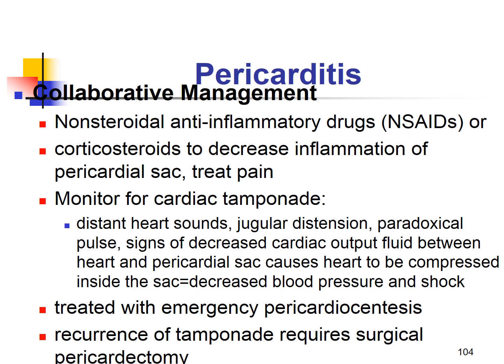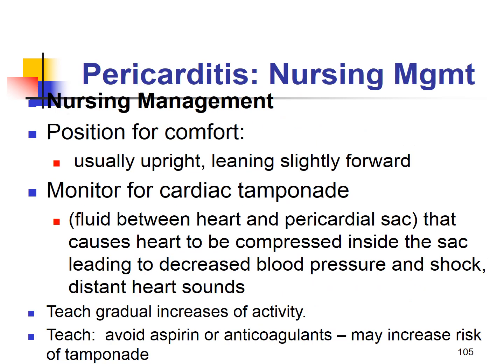We're going to monitor for cardiac tamponade, so you're going to hear the distant heart sounds like we talked about. There's jugular distension, and again, the treatment for cardiac tamponade, as discussed previously with the complication, is pericardiocentesis, so aspiration of the fluid. Next slide. So position the client upright and leaning forward, monitoring for the signs of cardiac tamponade again, and then gradual increase in the activity, and teach them to avoid aspirin or other types of anticoagulant because it may increase the risk for cardiac tamponade.